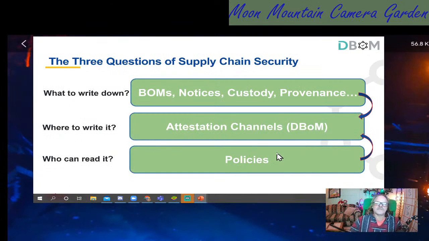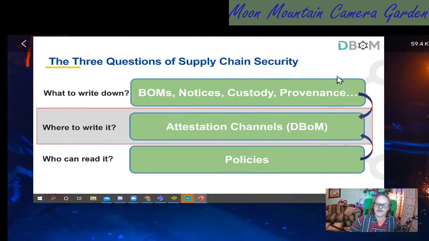So when you think about supply chain security, there are three questions to ask and to answer. What are you writing down? Where are you writing it down? Who gets to read it? The first is taxonomies. How do I read this? What is a bill of materials? What is a software bill of materials? What does an attestation about provenance look like? What's an indicator of compromise look like? Policies are who gets to read that.